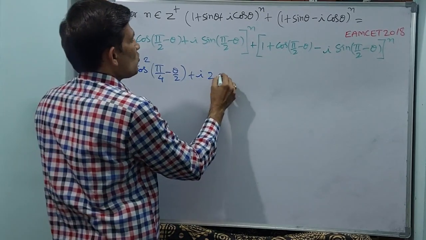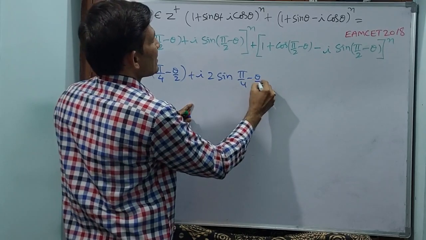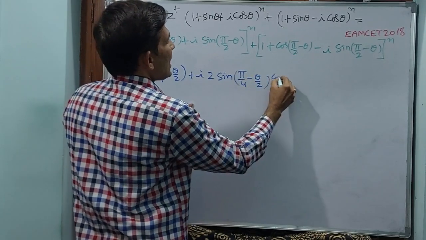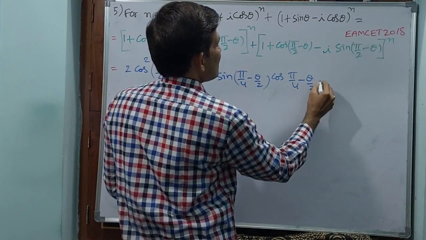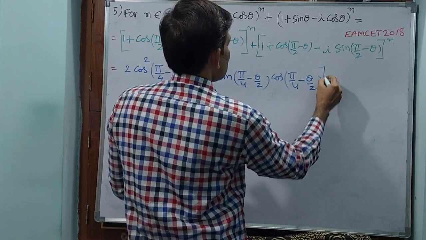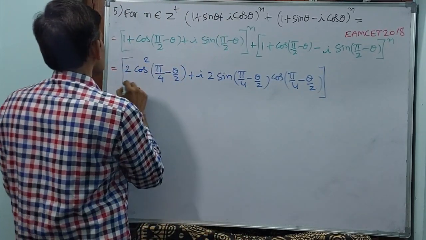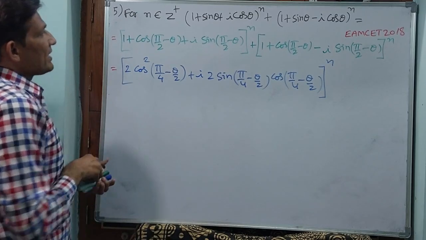Write down. 2 sin theta by 2 means this one is pi by 4 minus theta by 2, cos pi by 4 minus theta by 2. Okay, this is only one side. This side also you have to write. But first put this one, power n. Okay. Now again write plus.